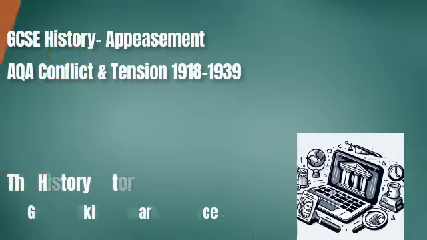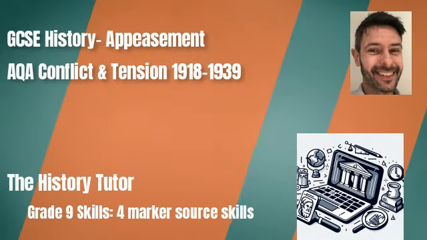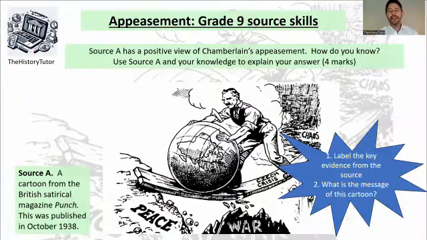And this one's a quick one, just on source skills using appeasement. So here is our source question, looking at the four marker for the AQA paper, Conflict and Tension 1918 to 1939. It's a four marker as your first question, just a light introduction to get you thinking about the topic.